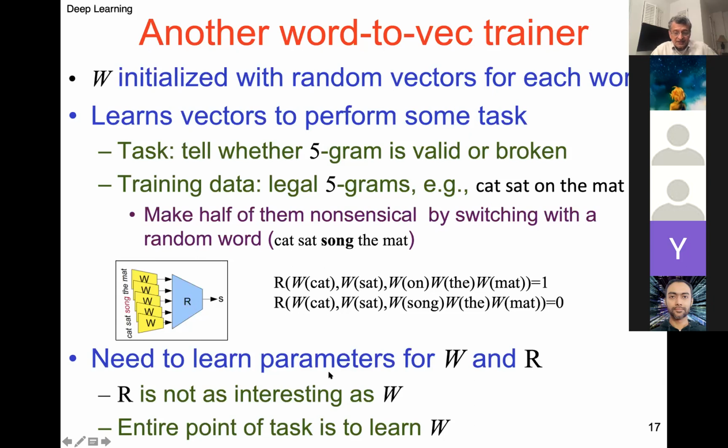We need to learn parameters for W and for R, and R is not as interesting as W. So how do you map into 0, 1? It becomes a logistic regression over here. But these weights are not as important as these ones here. The entire point of the task is to learn these Ws. Okay, cat is these particular weights here. This is a network going on here. So this is how we're learning the embeddings.